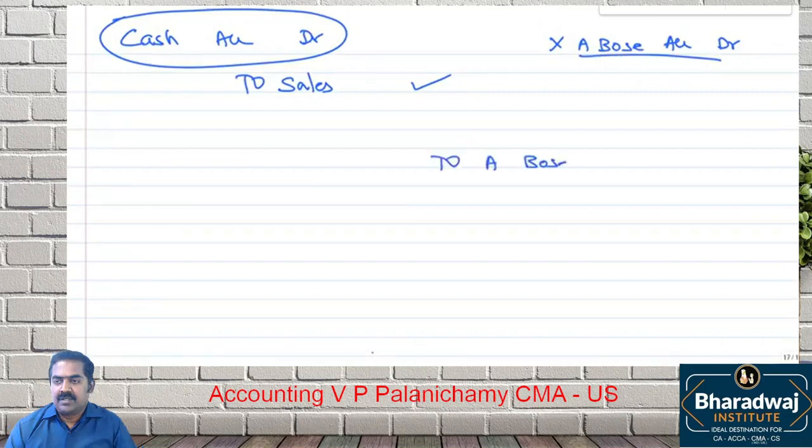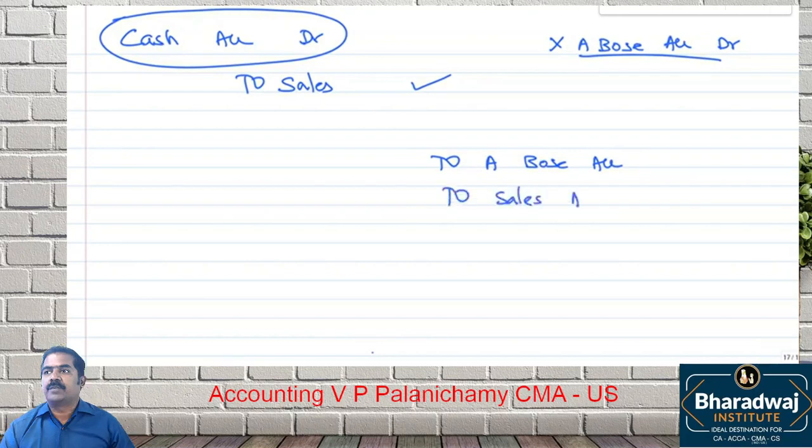So credit, what has been done wrongly? Payables account. What should be credited? Sales account should be credited. Suspense account debit.